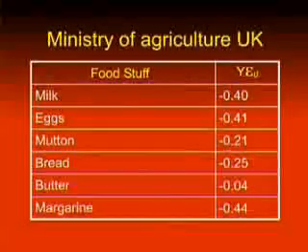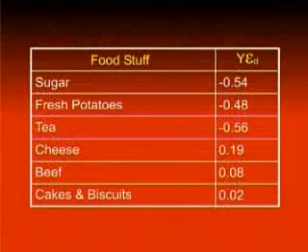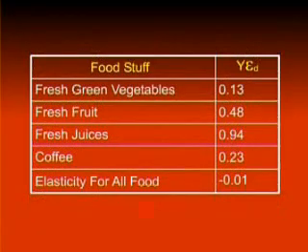Mutton has an elasticity of minus 0.21, and similarly bread, butter, margarine, sugar, fresh potatoes, and tea all have negative income elasticities of demand. That is, they are all inferior goods. The goods that categorize as normal goods here are cheese and beef and cakes and biscuits and fresh green vegetables, fresh fruit, fruit juices, and coffee.